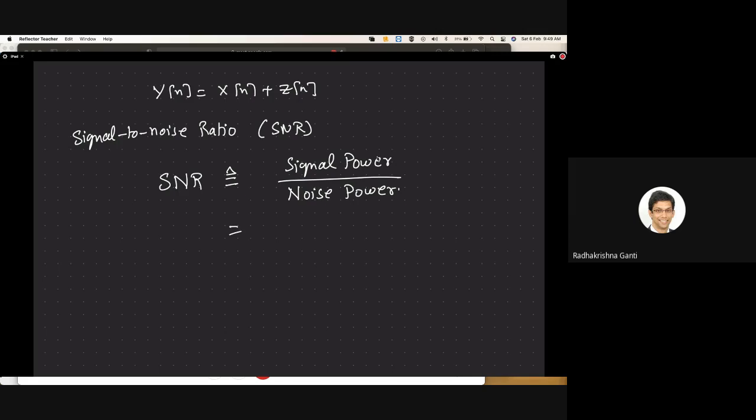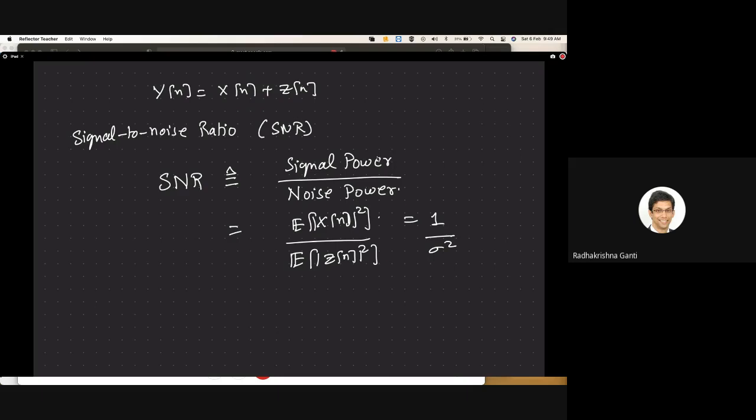So what is the signal power in our case? In this thing, the signal is this, and this is the noise. So what is the power in the signal? Essentially, you should take the expected value of x of n square. This is the signal power, which is equivalent to 1. And what is the noise power? Expected value of z of n square, which was equal to sigma square. So our SNR is equal to 1 by sigma square.